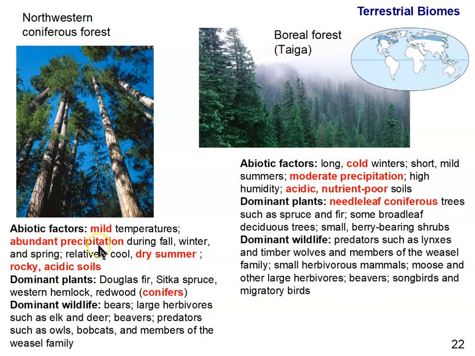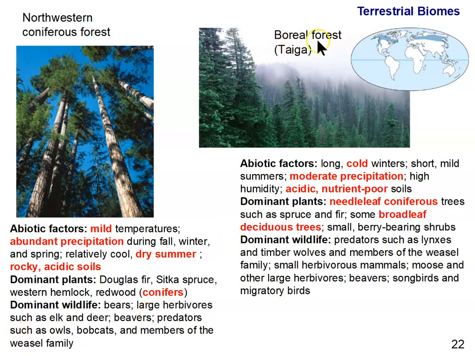Abundant precipitation, though, and again, that has to do with being near the ocean. And dry summers, rocky acidic soils. So really, the dominant vegetation are these very, very tall and straight conifers, needle leaf trees.